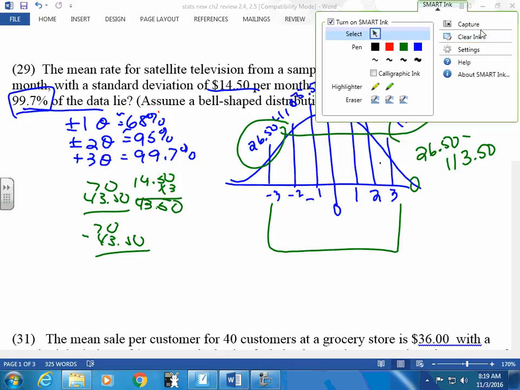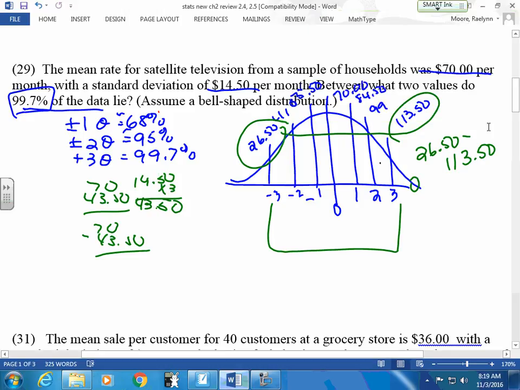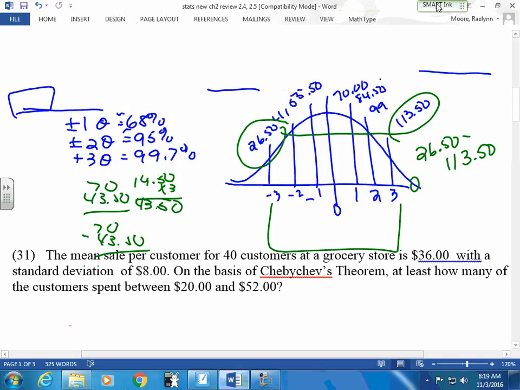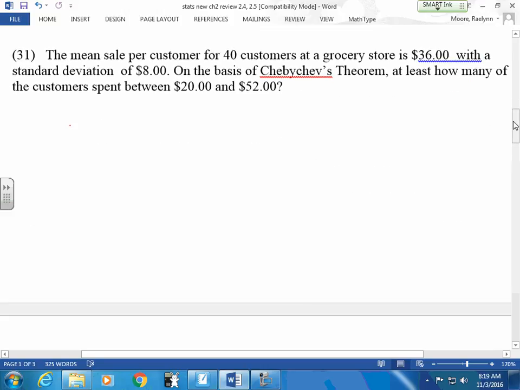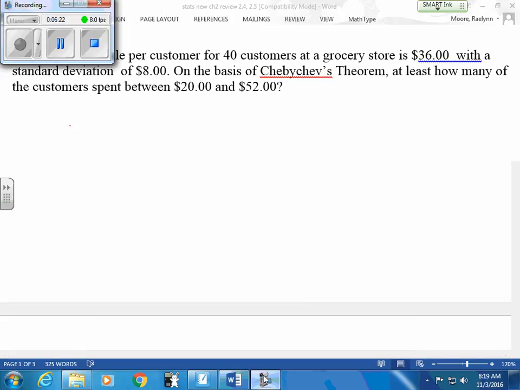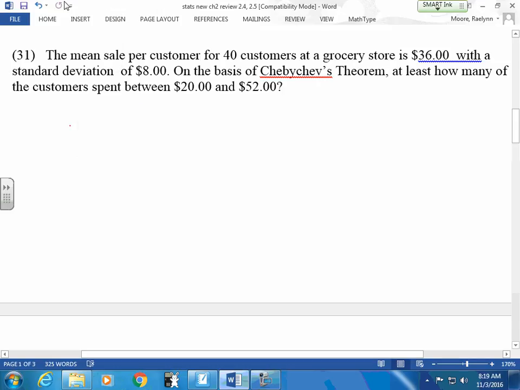Number 31 is a little bit different, and generally, a lot of kids have trouble with the Chebyshev's theorem. Okay, and I will tell you on the test when to use Chebyshev's theorem. It is the only time that we don't have a normal curve. We have a skew somewhere. Where? We don't know. So he has a formula, and this is his formula that you have to know.